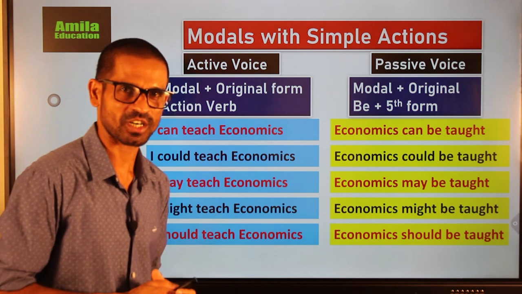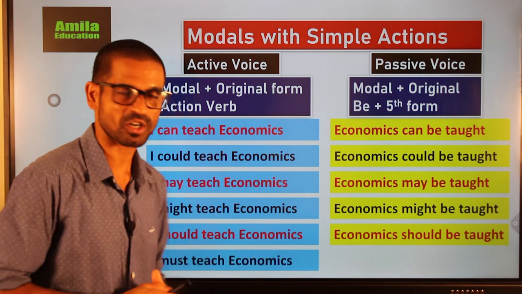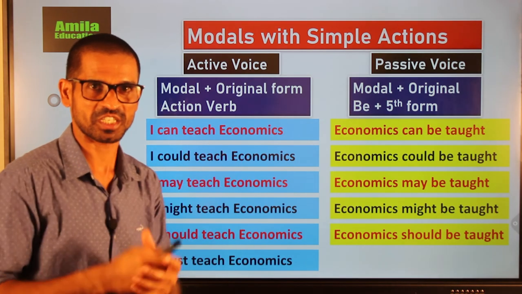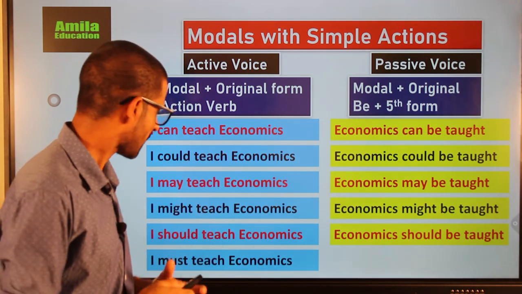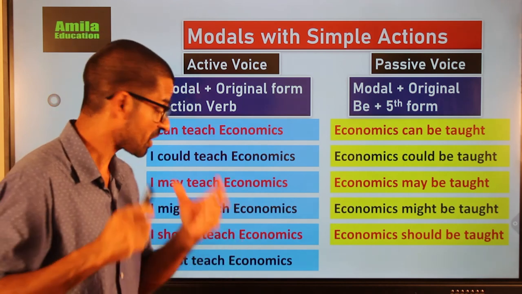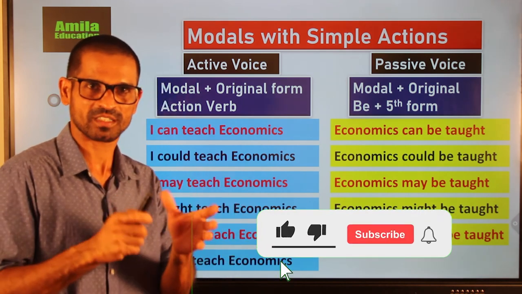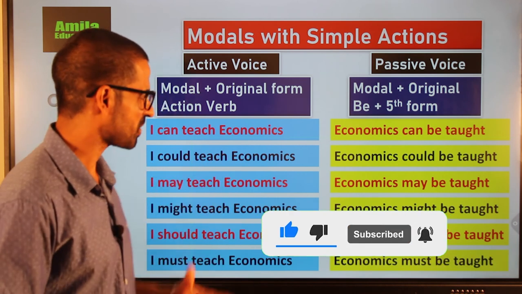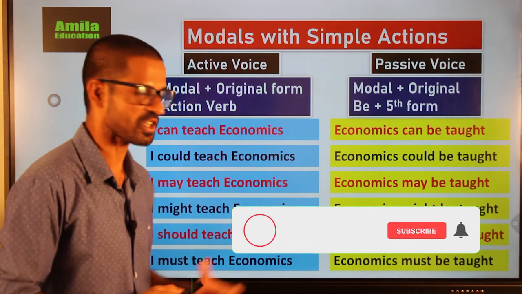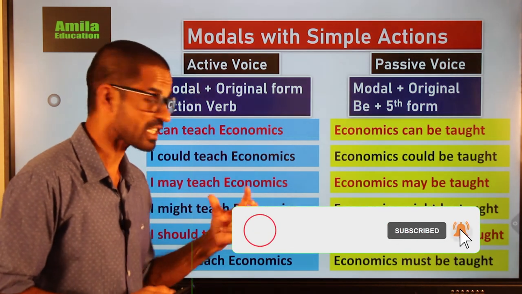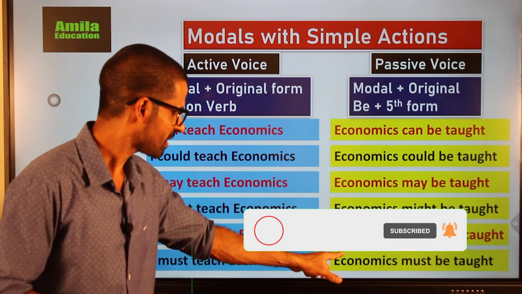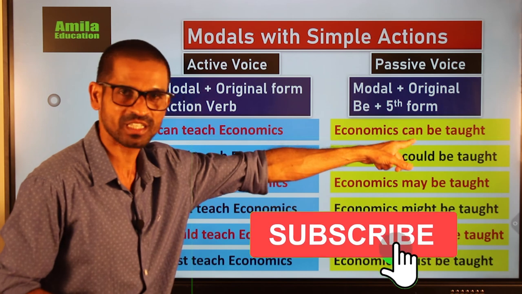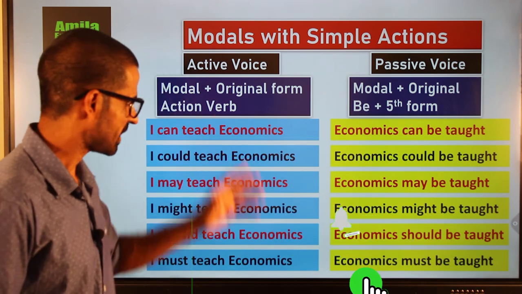Economics should be taught. Then I must teach economics. I must: stronger obligation. I must teach economics. Then economics must be taught. Economics must be taught. No doer. Subject consists of the affected thing here. So you communicate it with be verb and past participle. That is passive voice.